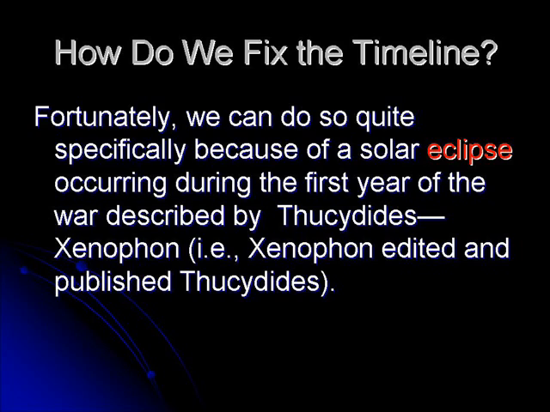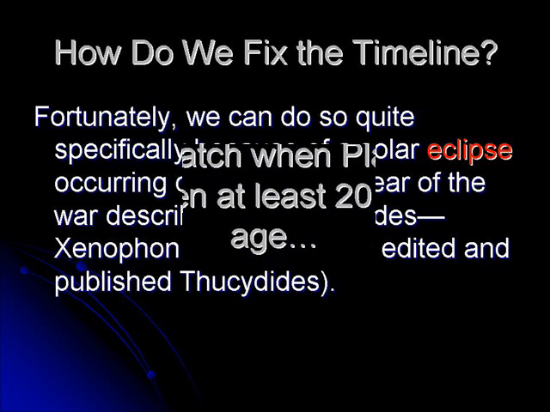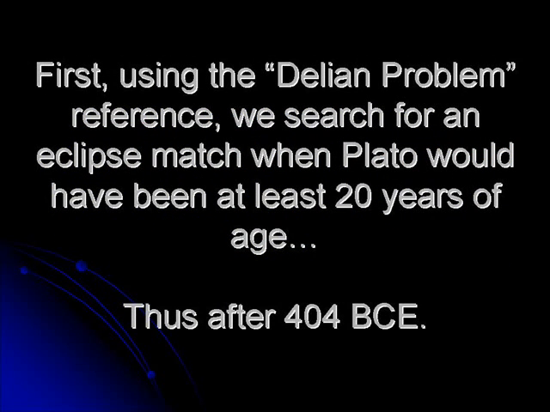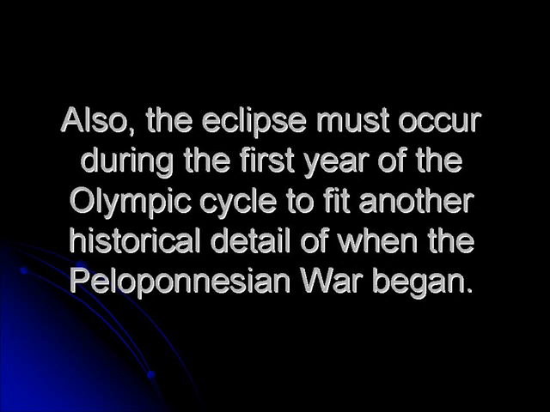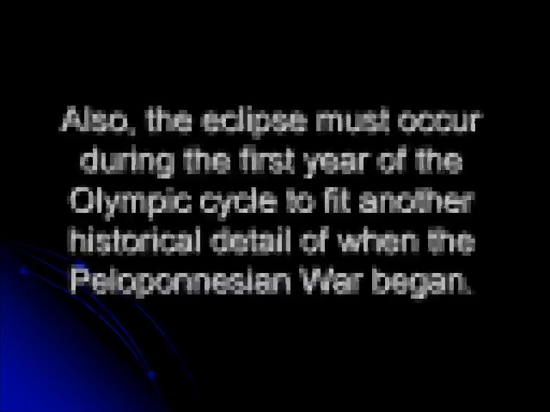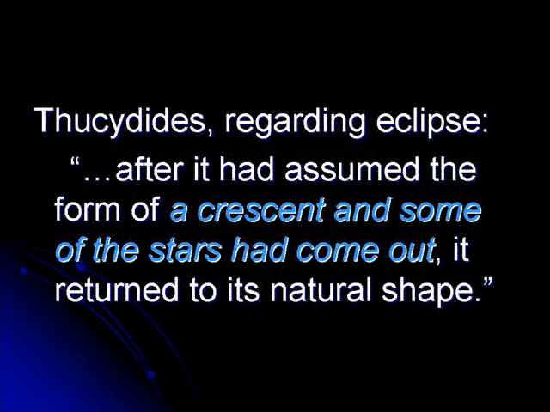We're very fortunate because there is a solar eclipse occurring during the first year of the war, described by Thucydides, who was edited by Xenophon. So if we can find another eclipse, we can try and redate the war. We'll use the Delian problem first as a reference. We need Plato to be at least 20 years of age, of course, and so we're going to look for an eclipse after 404 BCE. The eclipse also must happen during the first year of the Olympic cycle, because that's part of the history of the Peloponnesian War.